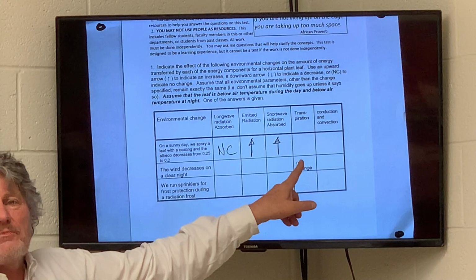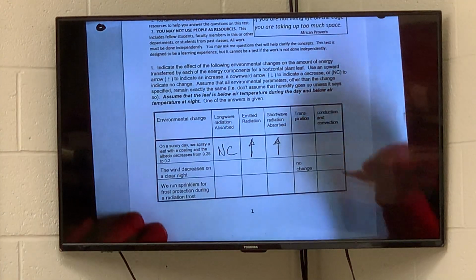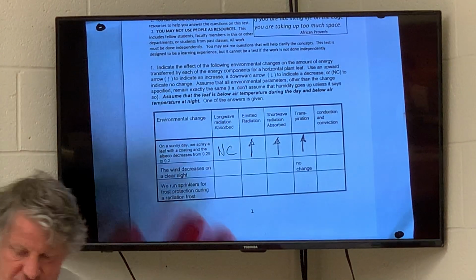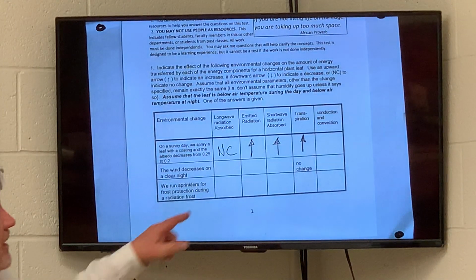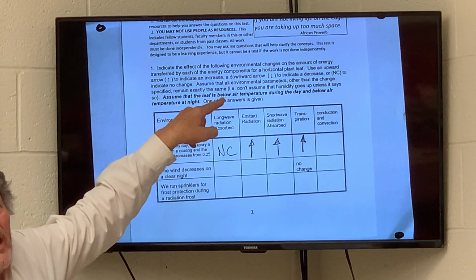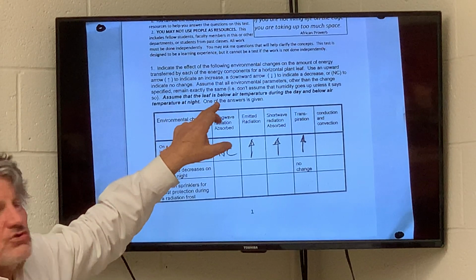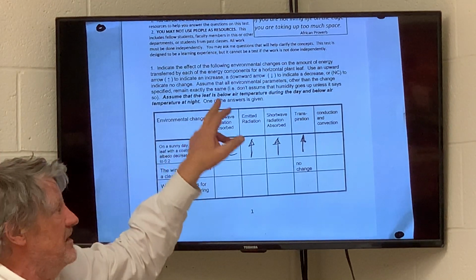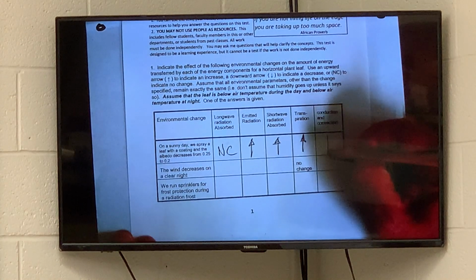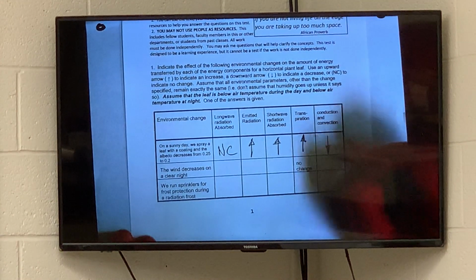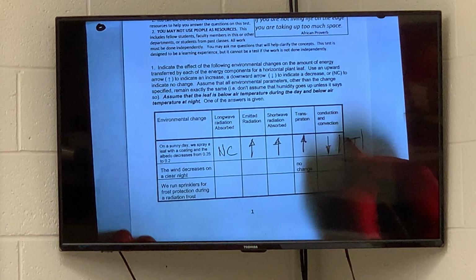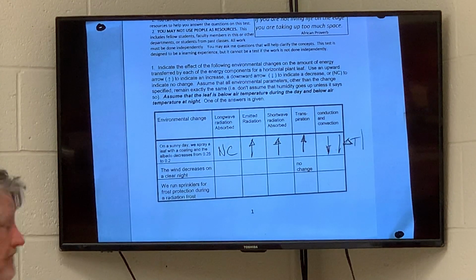What happens to transpiration? It goes up because there's a bigger vapor pressure deficit. Now, if the leaf is below air temperature and it warms up, it gets closer to 0 delta T, and if it gets closer to 0 delta T, this one goes down. This is the absolute delta T for that.